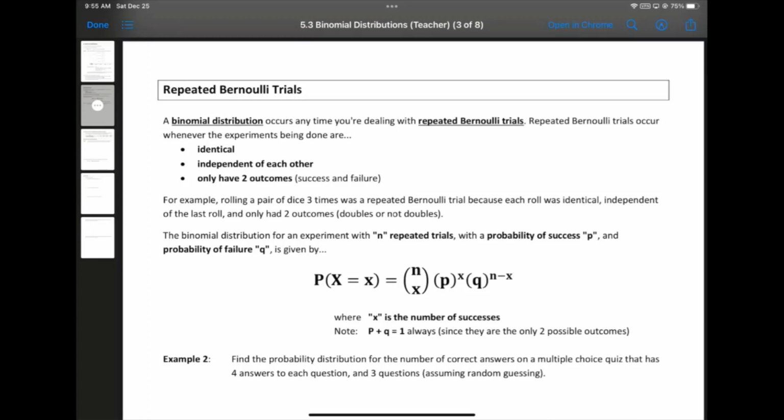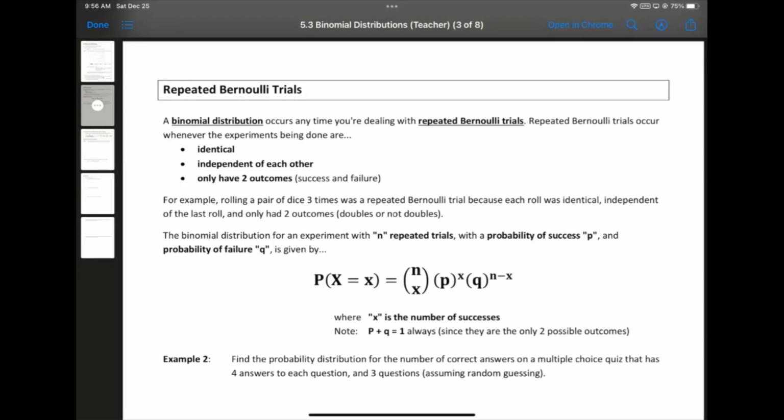So for instance, in the last experiment, we rolled a set of dice, so we rolled 2 dice, and we looked to see whether or not we got doubles. And then we rolled them again and saw whether or not we got doubles, and then we rolled them again and saw whether or not we got doubles. So those were identical experiments.